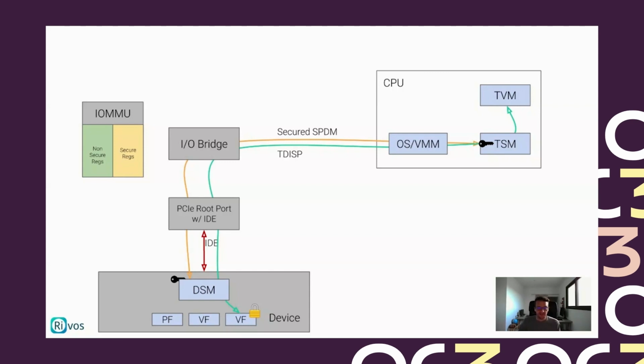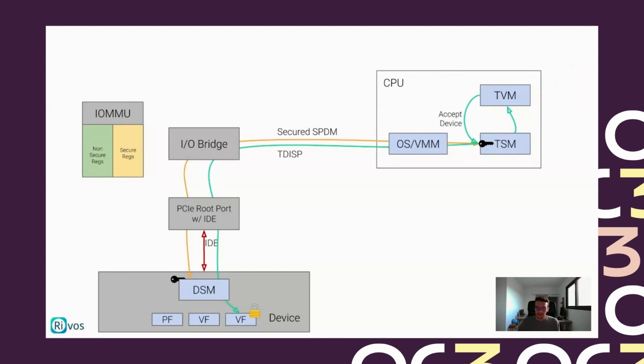Once you have this TDISP session going on, you can optionally, it's not mandatory, have the TVM with your workload running a remote attestation, getting the measurements from the device and making sure that those measurements are trustworthy, being able to authenticate, verify, and attest to the device trustworthiness by talking to a relying party and verifying the device measurement status and overall security posture.